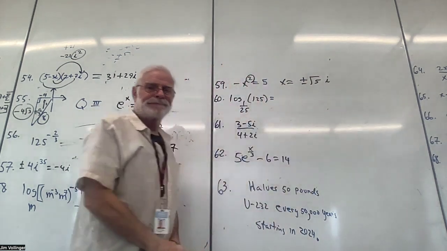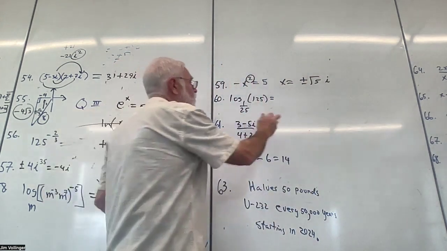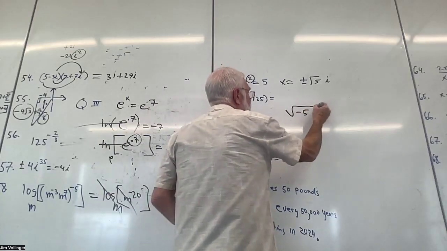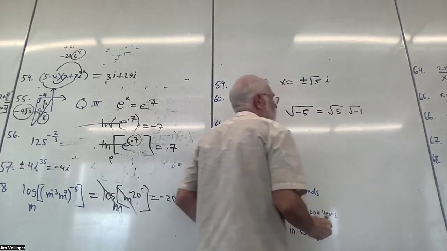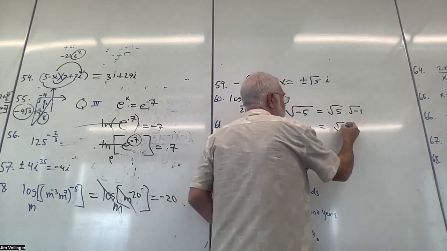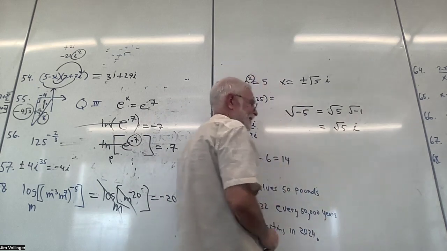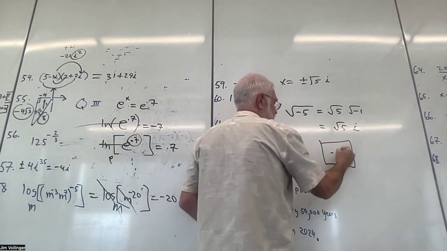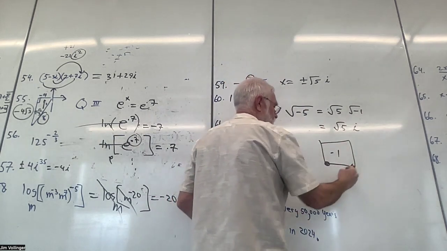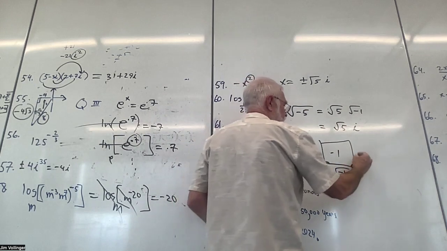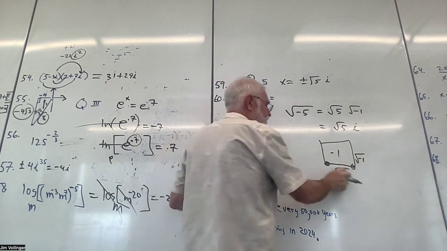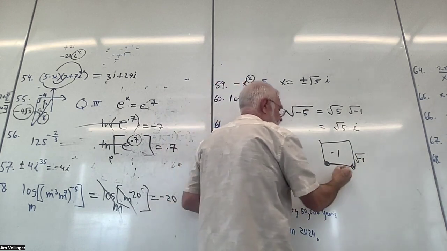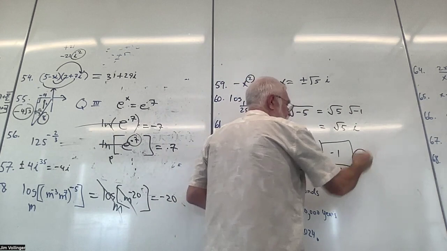Okay. The square root of -5 could also be written as the square root of 5 times the square root of -1, which I believe is the square root of 5 times i. The square root of -1 times the square root of -1 is going to get us -1. And mathematicians have decided to use the letter i to describe that amount.